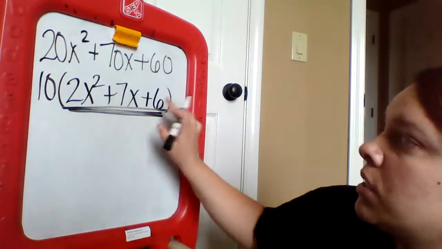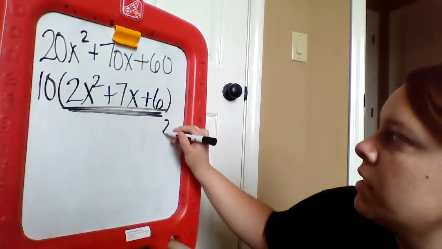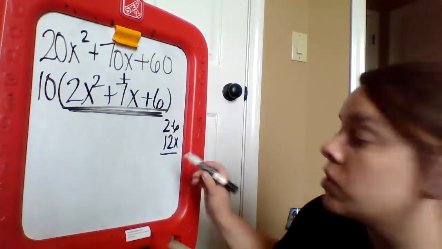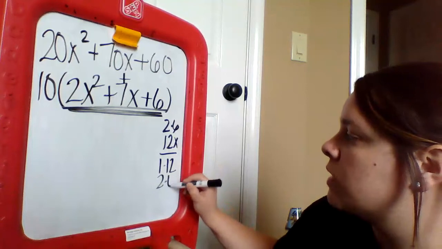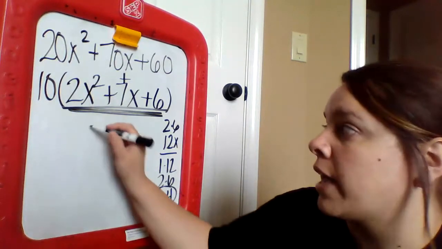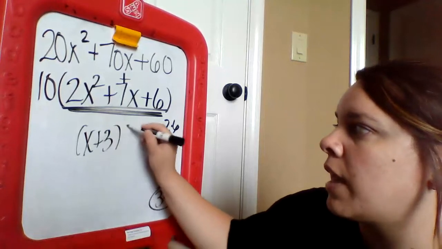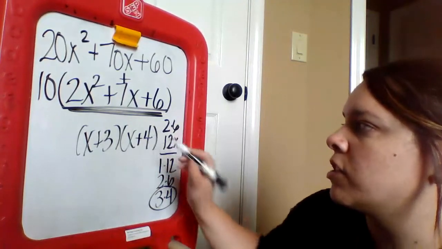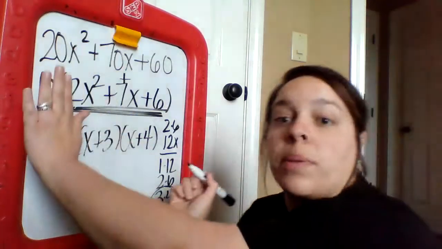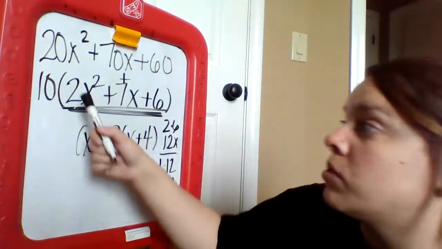All right, so same sign, both positive. 2 times 6 is 12, so I'm multiplying to 12 but adding to 7. So 1 and 12, 2 and 6, 3 and 4. Bingo, it's 3 and 4. So x plus 3 and x plus 4. There's my slide. Now let's divide by a. My a is this number. I'm completely ignoring that 10. So divide by 2.